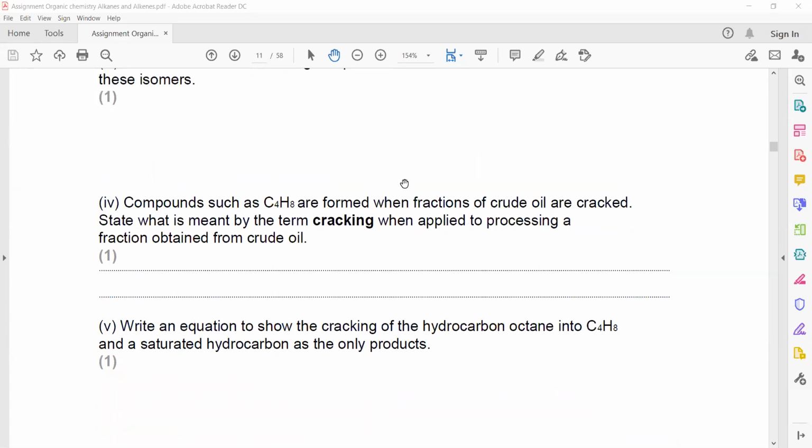Compounds such as C4H8 are formed when fractions of crude oil are cracked. State what is meant by the term cracking when applied to the process of fractions obtained from crude oil. So how do we define cracking? It's the breaking of a molecule into smaller ones, breaking a carbon-carbon single bond of a long chain compound into small and useful ones.